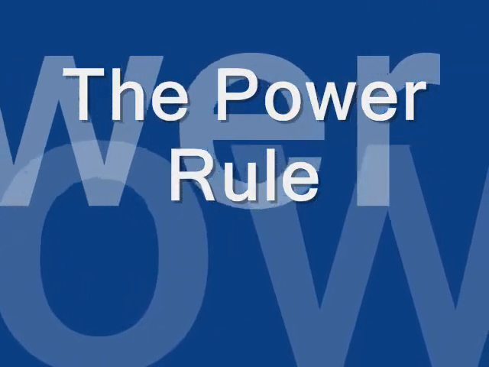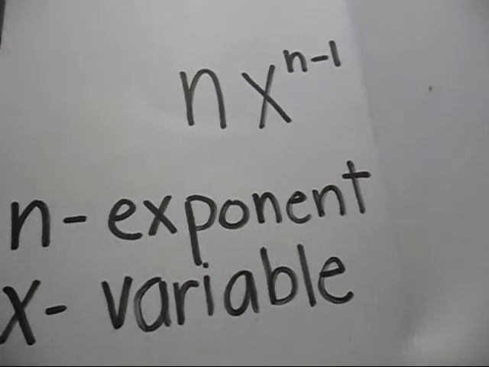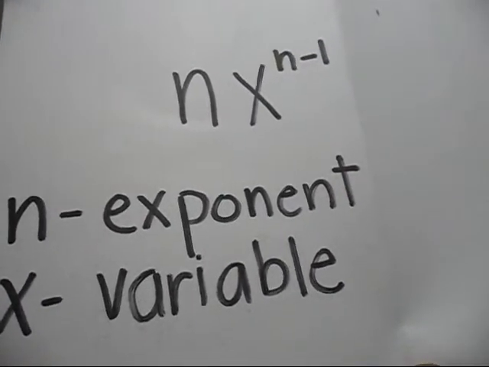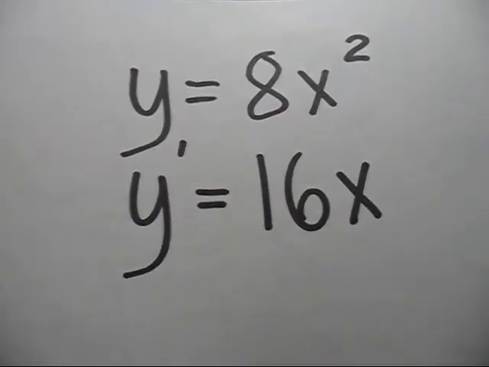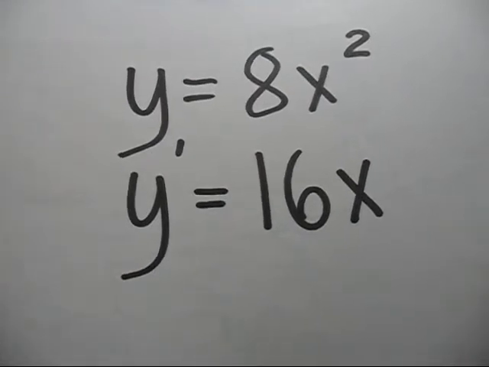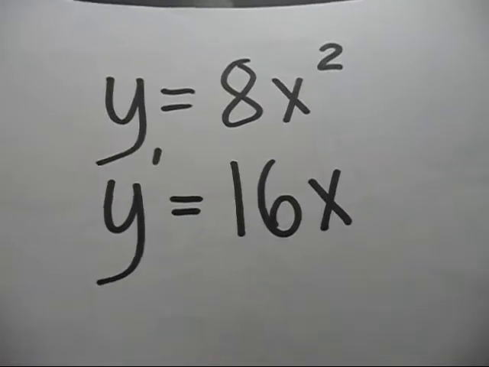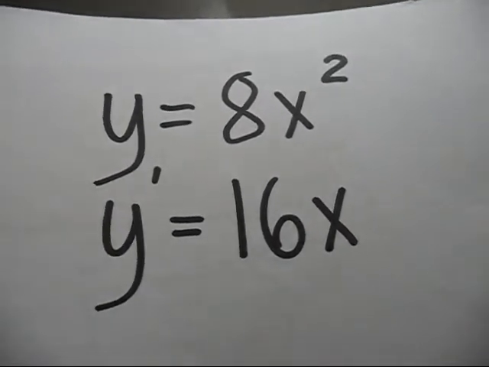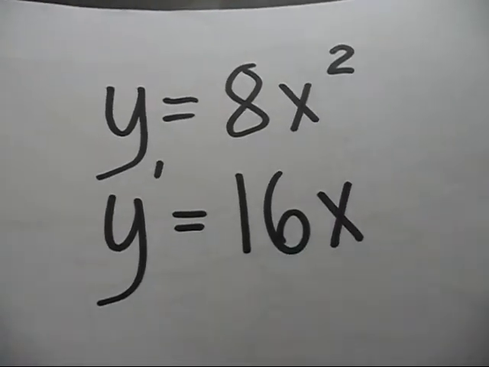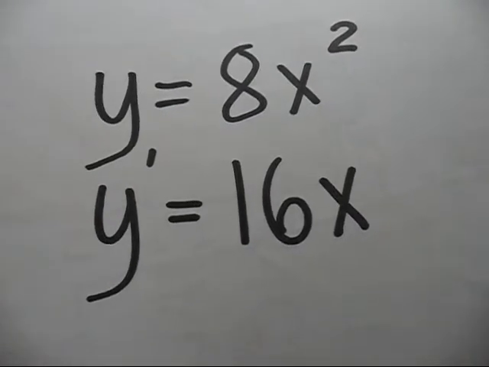The power rule. Here is the formula of the power rule: nx raised to n minus 1, where n is the exponent and x is the variable. Here is my example where you can apply the power rule. y = 8x squared. Then the final answer is y prime = 16x. We got 16x because you multiplied 2 to 8, that makes 16, and then subtract 1 from 2, and that makes x raised to 1.